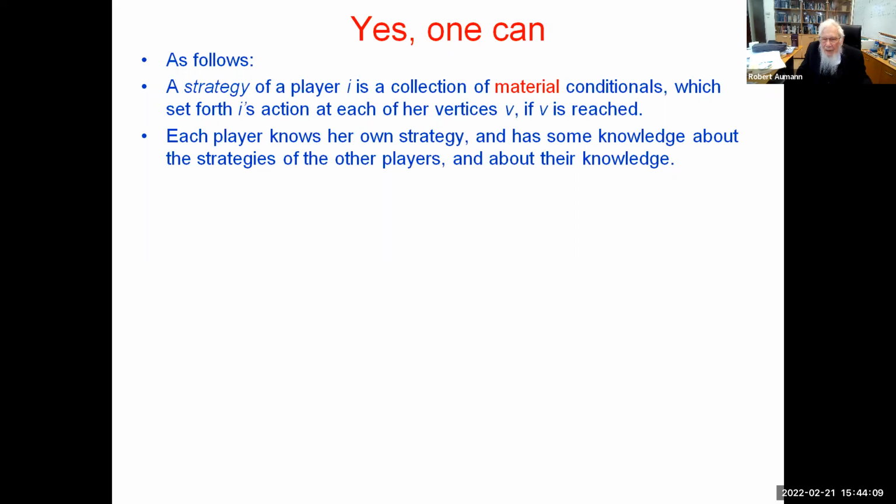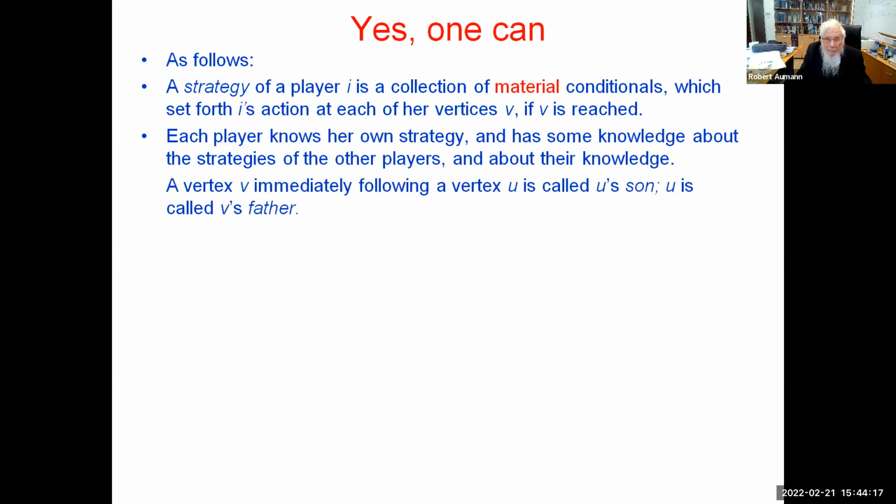Each player knows her own strategy and has some knowledge about the strategies of the other players, like before, and about their knowledge. Can you please apply it to Bob in the game of Ann and Bob? Well, we'll get to Bob. A vertex V immediately following a vertex U is called U's son. U is called V's father. I apologize for using masculine nouns and pronouns here, but we gave all due honor to the gentler sex when we call players female here. So I allowed myself to call vertices male.